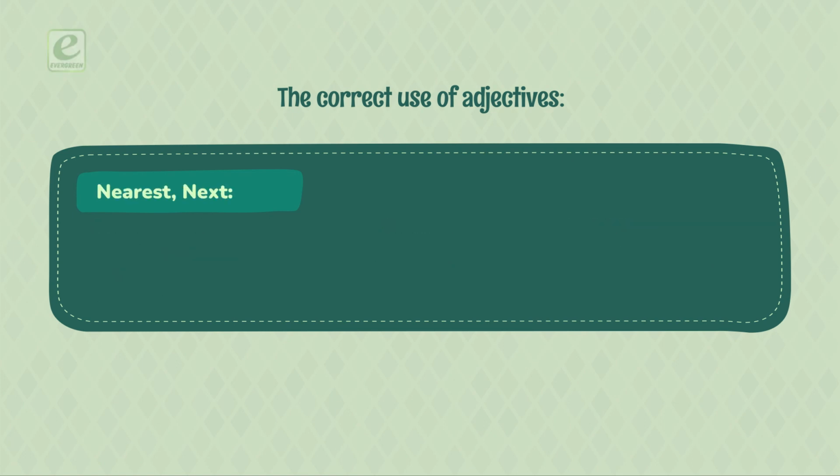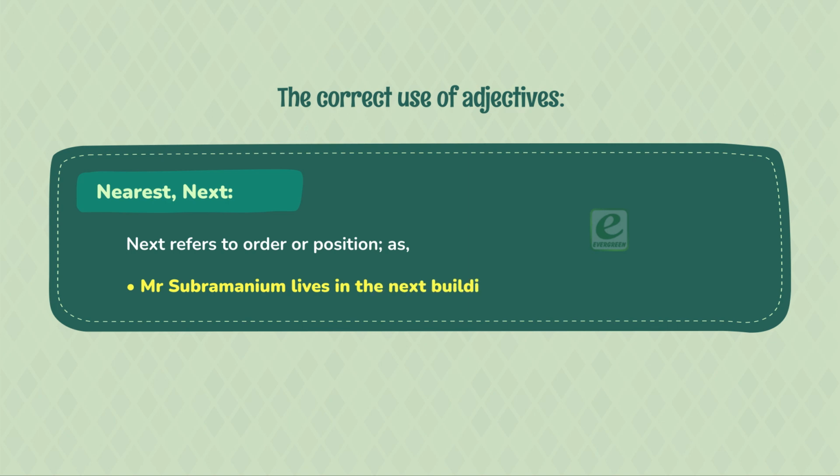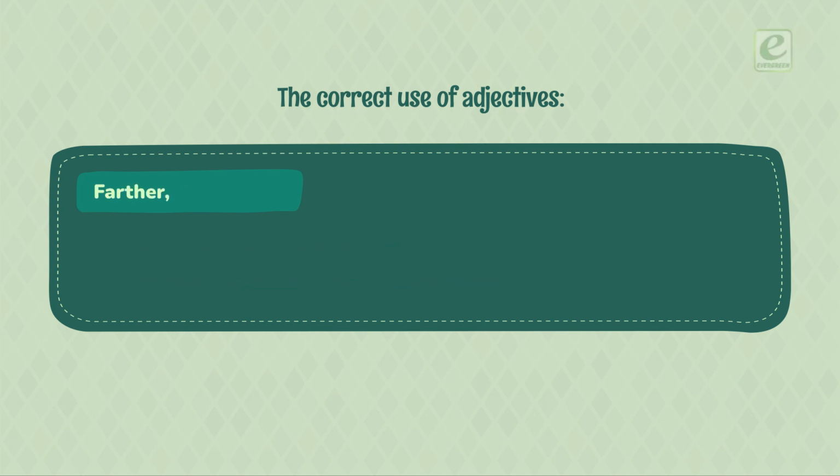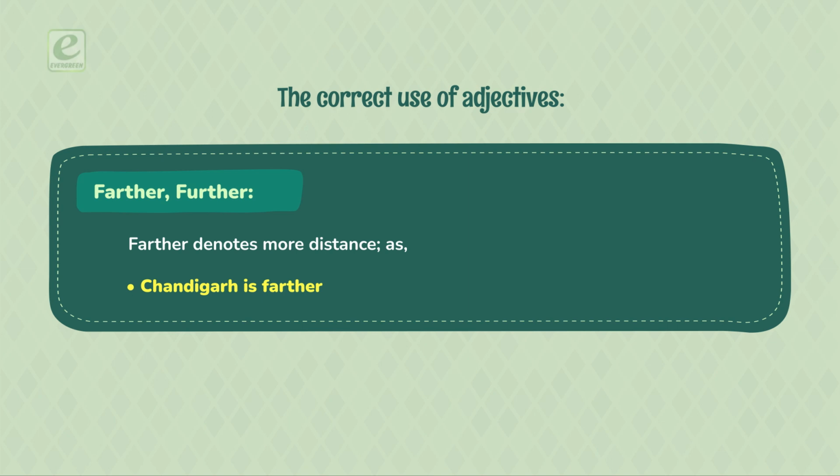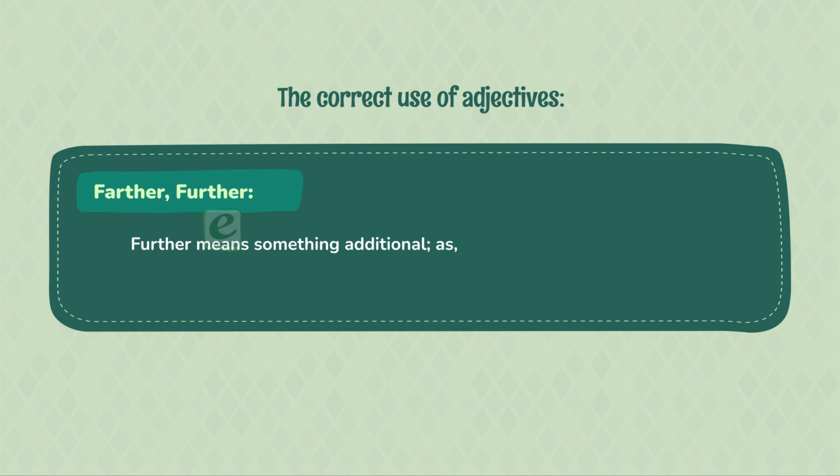Nearest, next. Nearest refers to distance, as which is the nearest school. Next refers to order or position, as Mr. Subramaniam lives in the next building. Farther, further. Farther denotes more distance, as Chandigarh is farther from Jalandhar than Ambala. Further means something additional, as let us proceed further in this case.